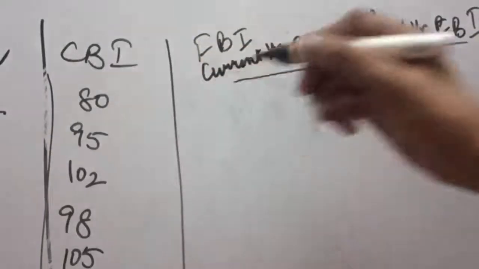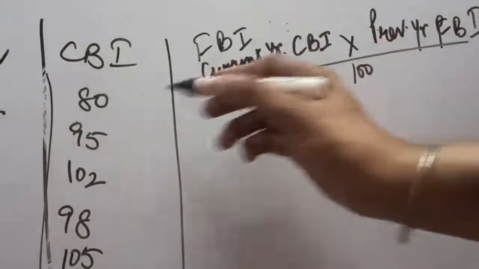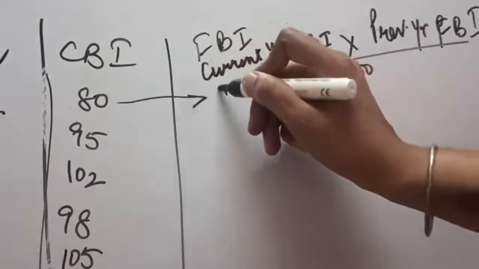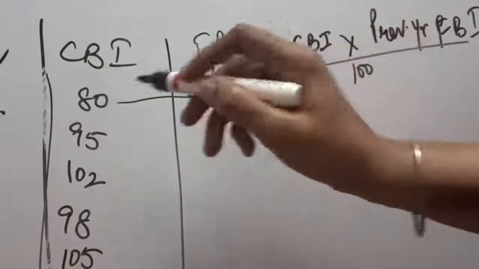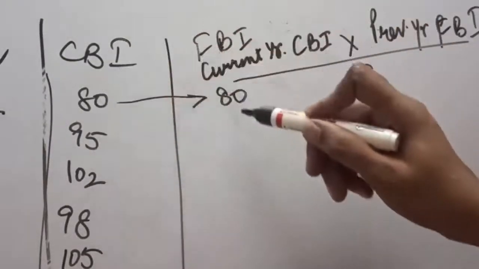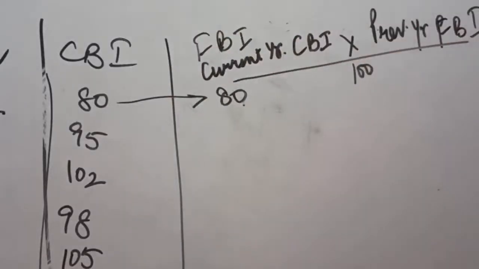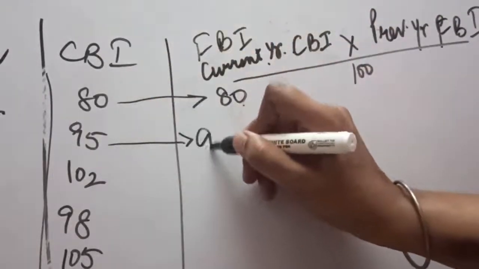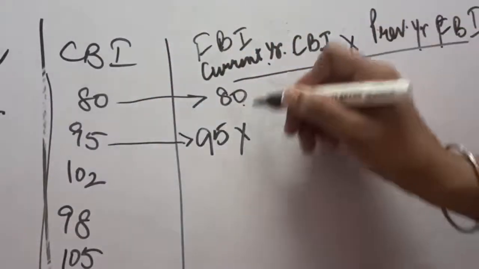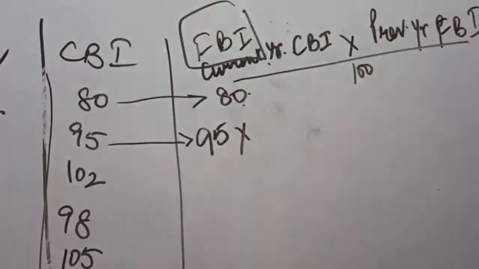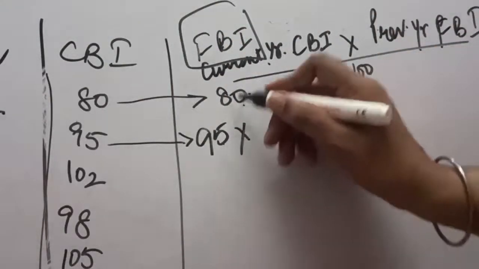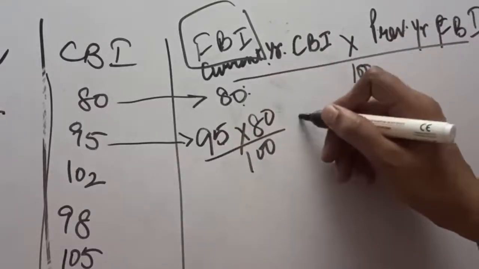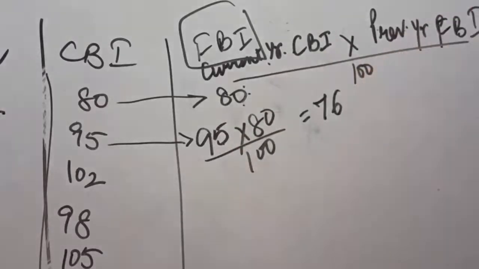So in the first case, as you can see, we cannot calculate because we do not have previous year FBI. So in the first year we have to take the same 80 only. We will be assuming that our CBI comes out to be the same as FBI. So for the next year, this is our current year CBI multiplied by previous year FBI. This is the FBI that we are calculating. So previous year FBI is 80 divided by 100. So when you solve it, it will be 76.